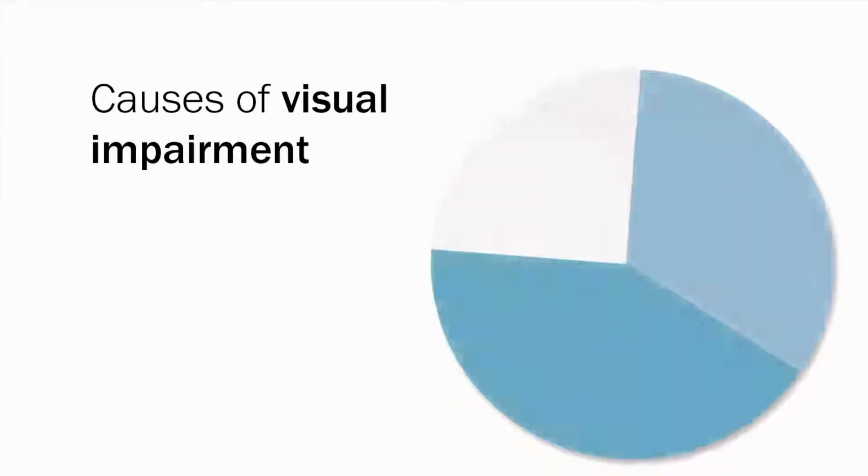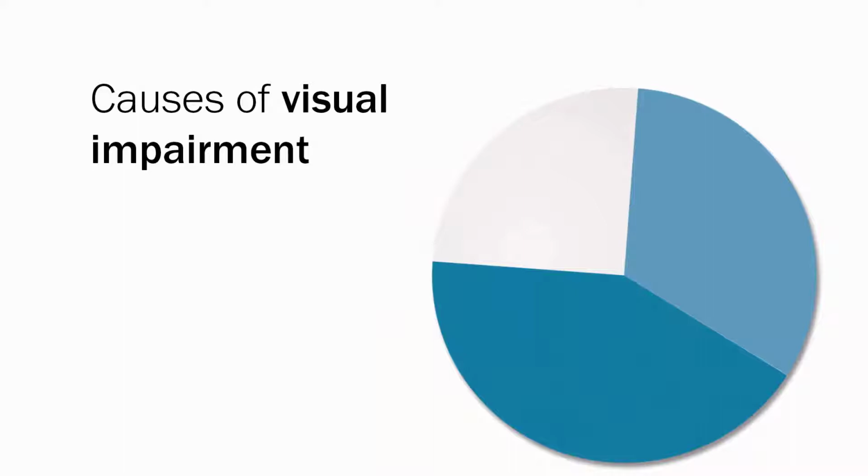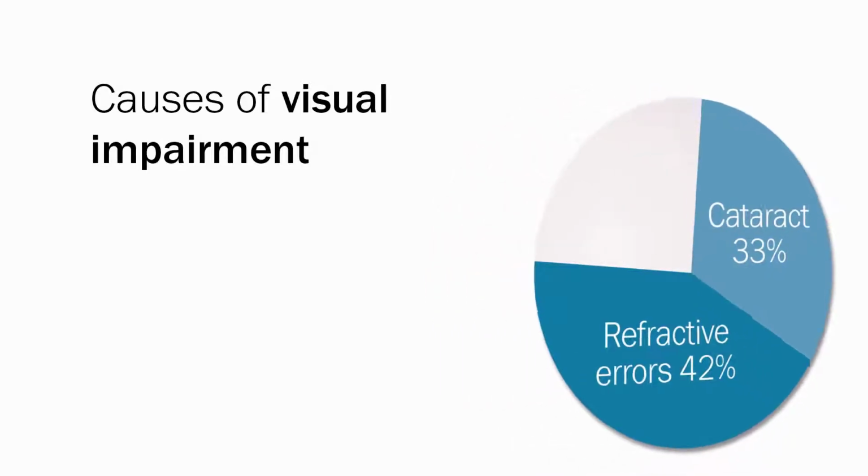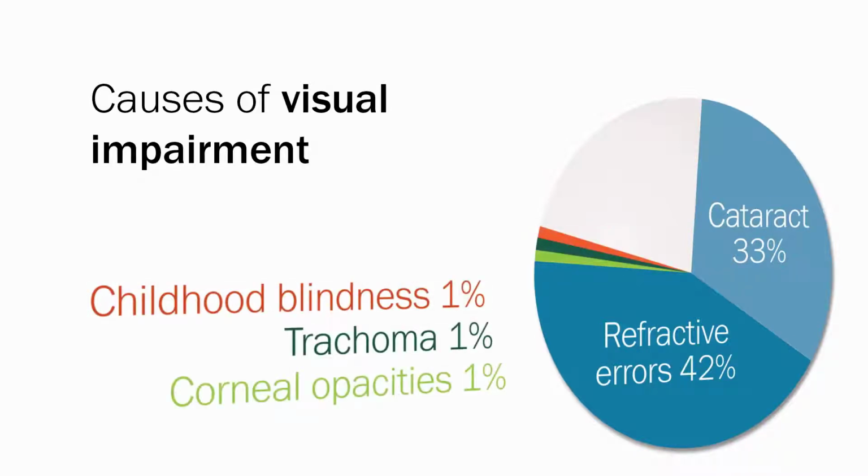Causes of visual impairment. Global data has identified that refractive errors and cataract cause over 75% of all visual impairment in the world. These two diseases occur across all populations and are closely linked with aging. Other causes of visual impairment, such as trachoma, corneal opacities and childhood blindness, occur among specific at-risk populations.